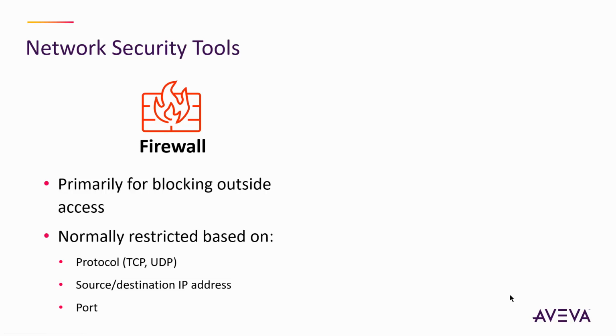A firewall is typically used to block outside access to your network at the corporate level and on the control network. It's mostly about that inbound access, but you can also block outbound access. It's typically restricted based on protocol and ports, and can be restricted by IP address, but typically is not. That's not real reliable on the internet, for example. It's better to use name-based restrictions. And for that, that's where proxy comes in.